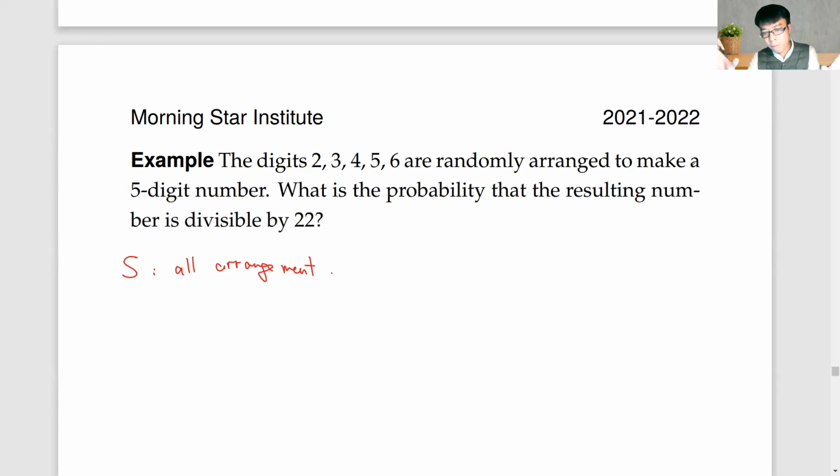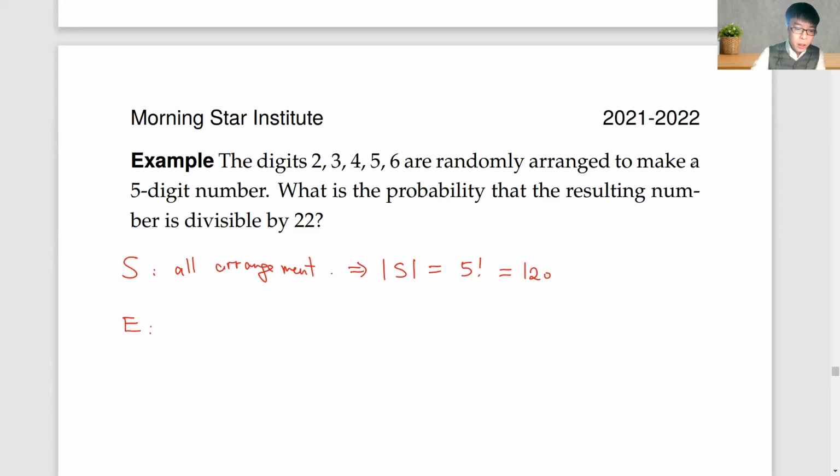Because these are 5 distinct digits, we get that this is basically 5 factorial, which is 120. So there are 120 different 5-digit numbers. Some of them are divisible by 22, some are not. So let's see how many of them are divisible by 22.